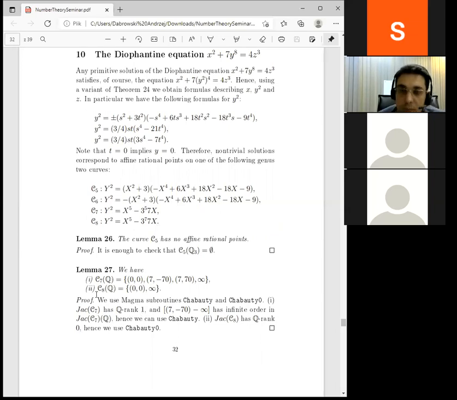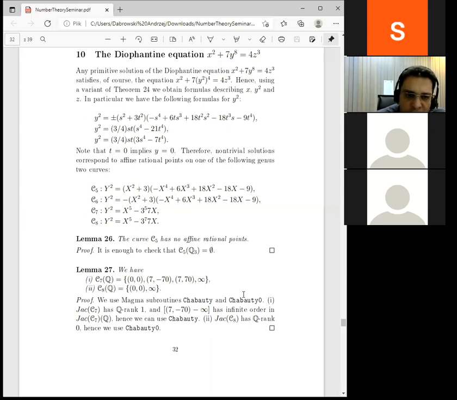So first, for the curve C7, the rank of the Jacobian is 1, and we have an explicitly written point of infinite order. So you can use Chabauty and produce the complete set of rational points. For the last curve, it's even easier because the Q rank of the Jacobian is 0. So again, it is given by Magma, and so we have all solutions. So it's, for example, one different solution.